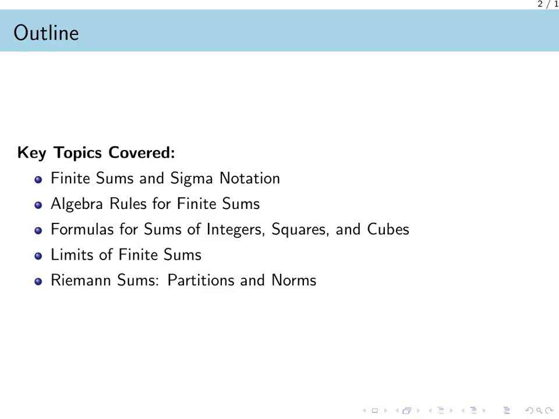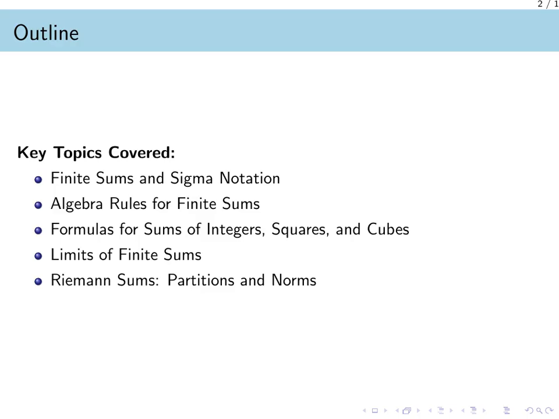Next, we will establish several key algebra rules for working with these finite sums. These rules will give us the ability to manipulate and simplify complex summation expressions, which is a crucial step before we can analyze them further. After that, we will explore the concept of limits of finite sums. This is where we bridge the gap from approximation to precision, by investigating what happens as the number of terms in our sum approaches infinity.